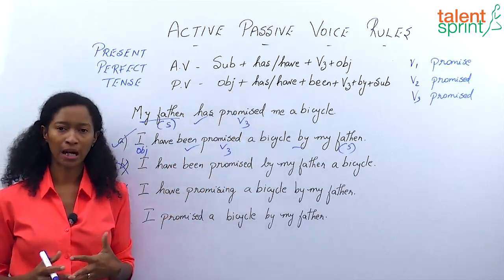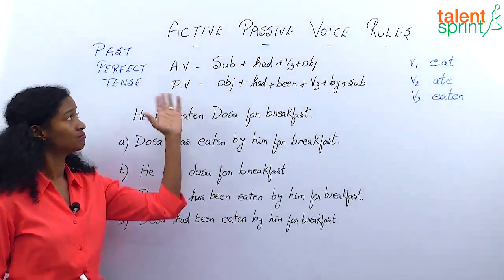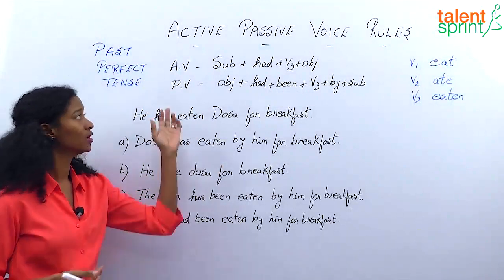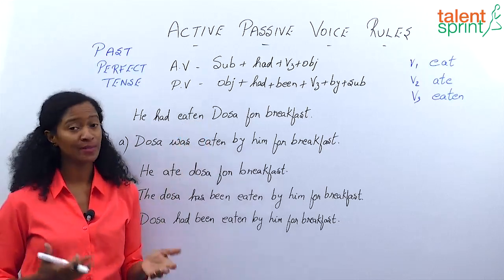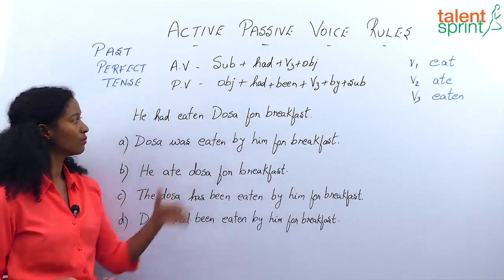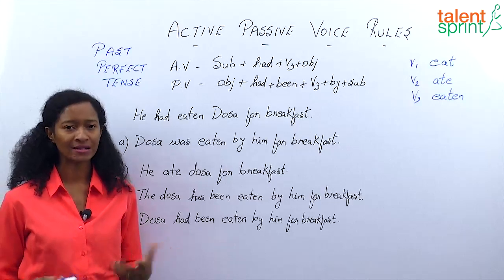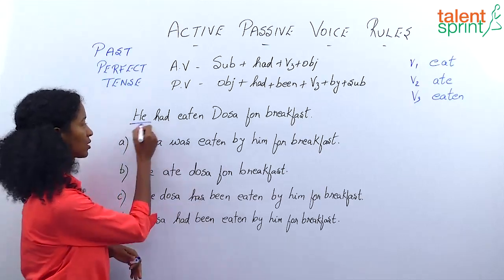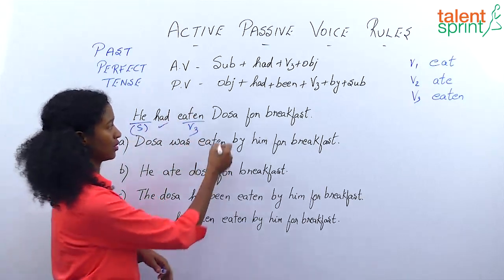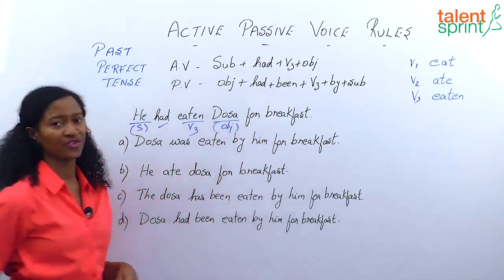Let's move on to past perfect tense. Past perfect tense. Active voice: subject plus had plus verb 3 plus object. Passive voice: object plus had plus been and then verb 3 and then by and subject. So the question is, he had eaten dosa for breakfast. So who had eaten dosa? He, our subject, had, verb 3, dosa, which is our object, for breakfast.